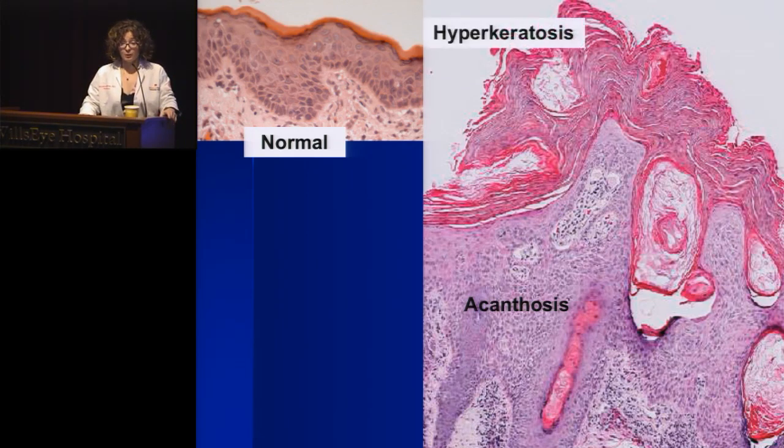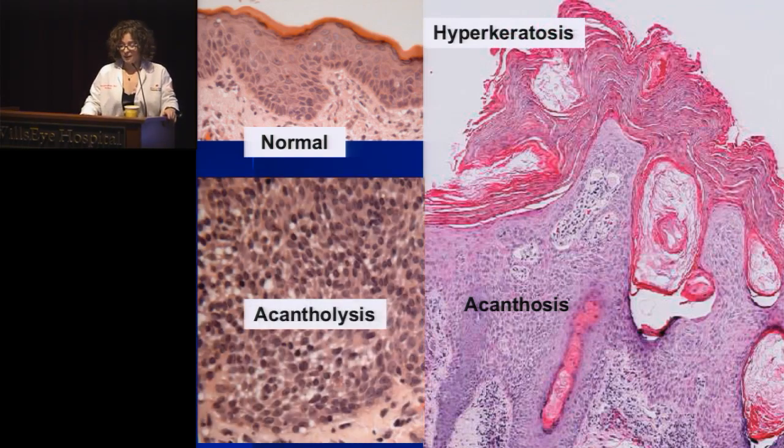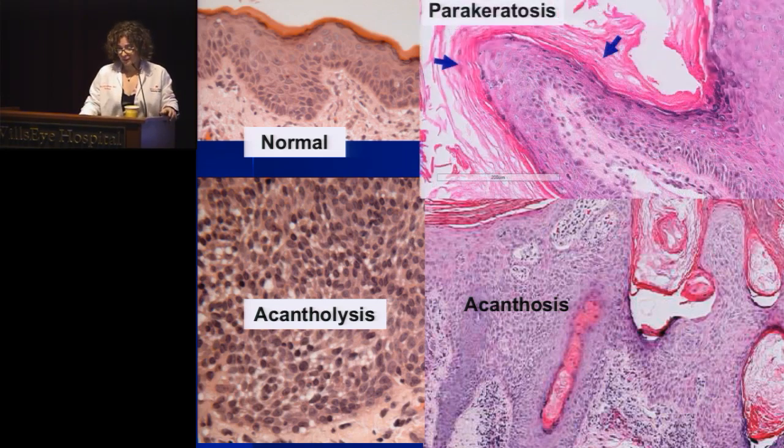You can also appreciate more keratin than normal, so that's called hyperkeratosis or orthokeratosis. Here you see separation between individual squamous cells, which is called acantholysis or spongiosis. Here you can see retention of nuclei within the keratin, that's called parakeratosis. And you can also in this lesion see increase in granular cell layer, that's called hypergranulosis.